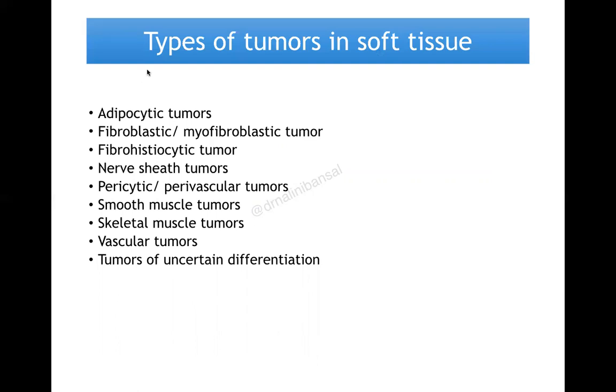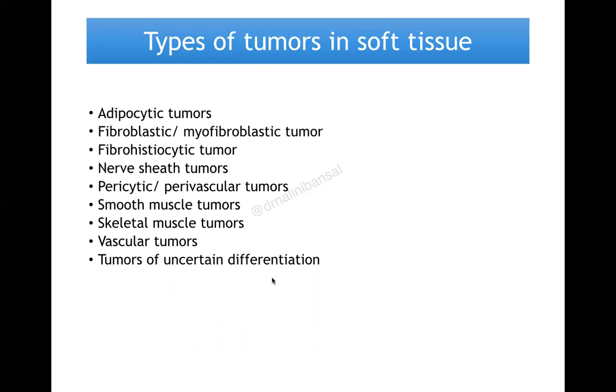Now, coming on to the types of tumor that we see in the soft tissue. As I said, depending upon the components of the soft tissue, they could be adipocytic, fibroblastic, fibrohistiocytic, nerve sheath tumor, pericytic, and they could be tumors of uncertain differentiation.